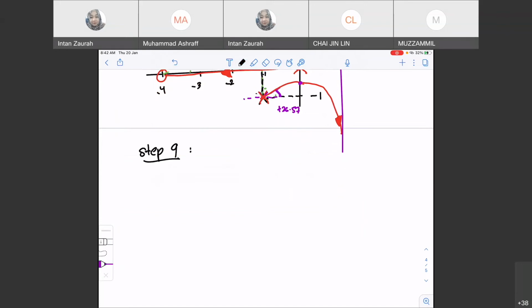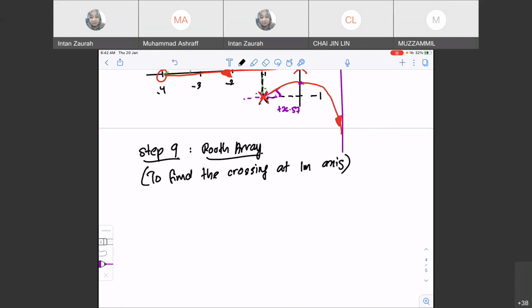So for step number 9, please don't forget to use root array. Okay, what do you want to do? To find the coordinate of the crossing at the imaginary axis. So step number 9 is also optional.